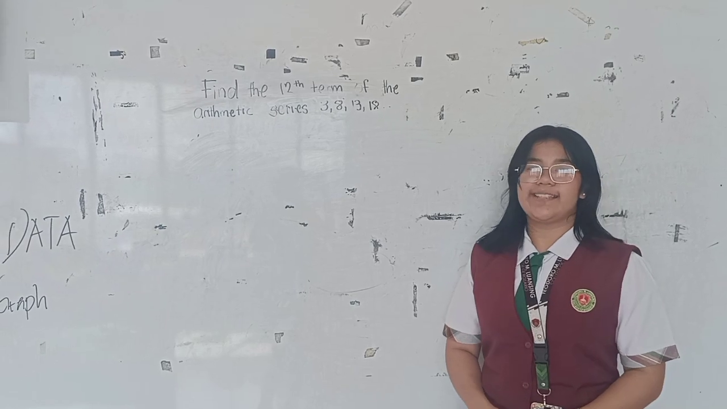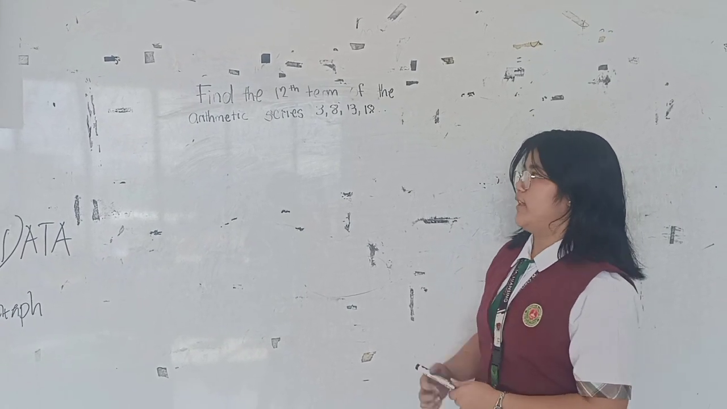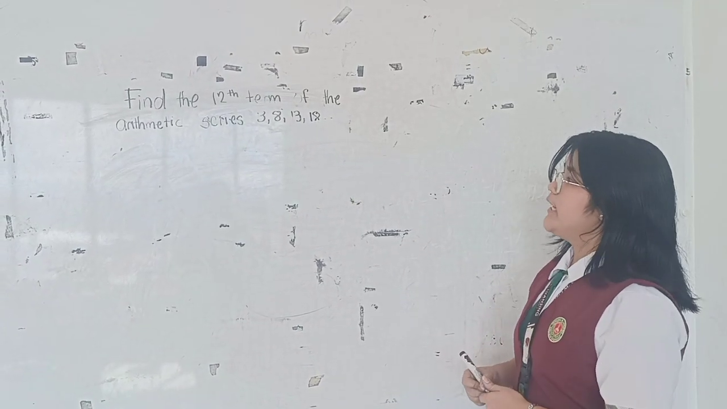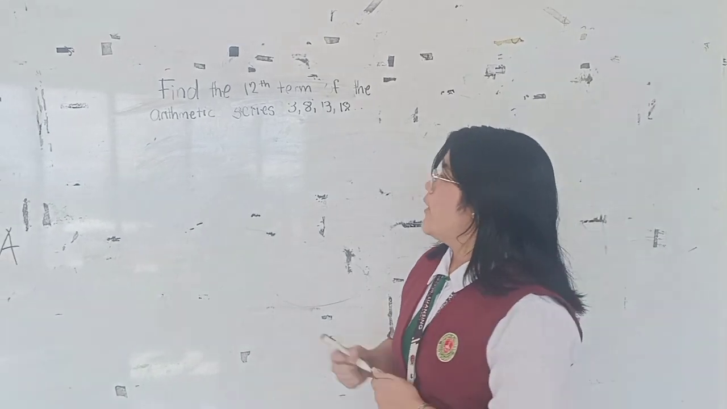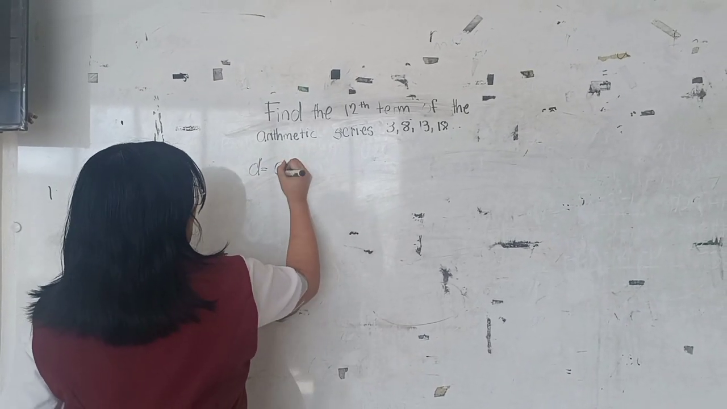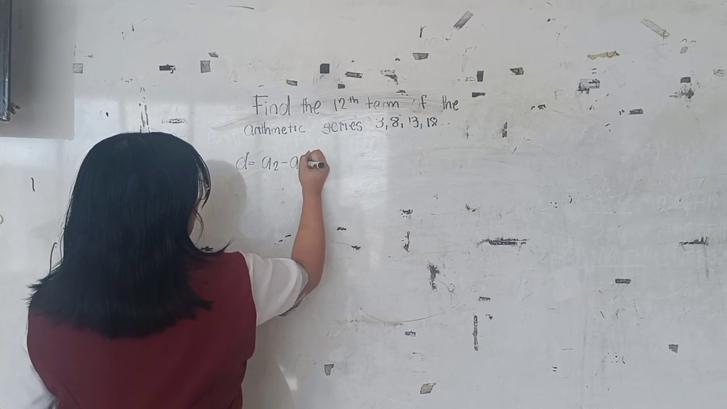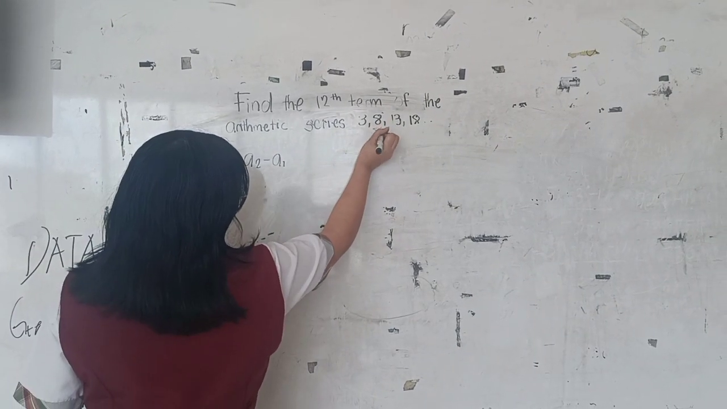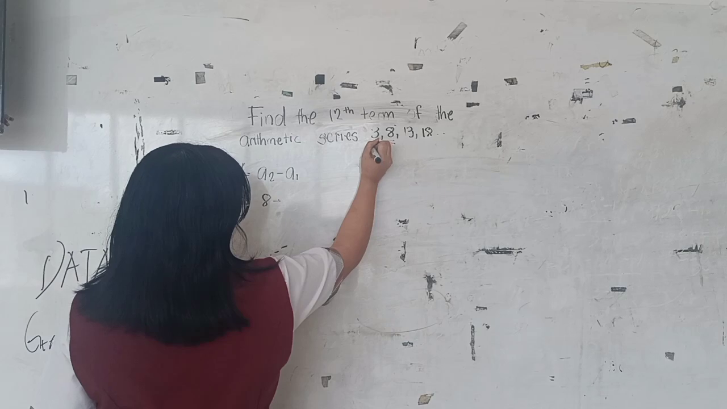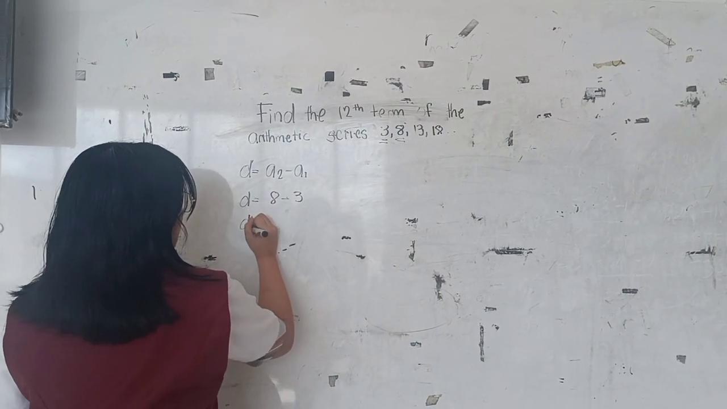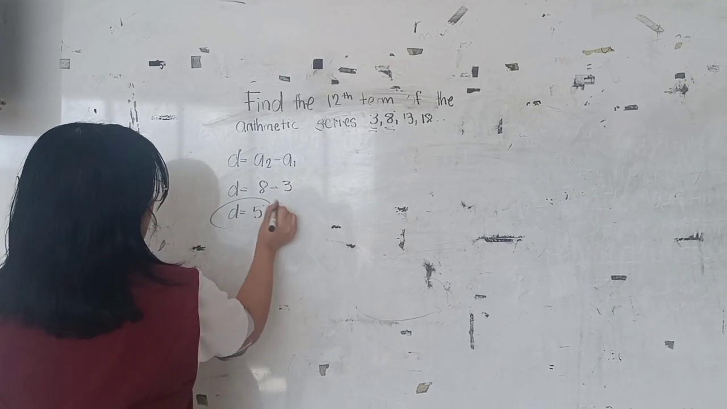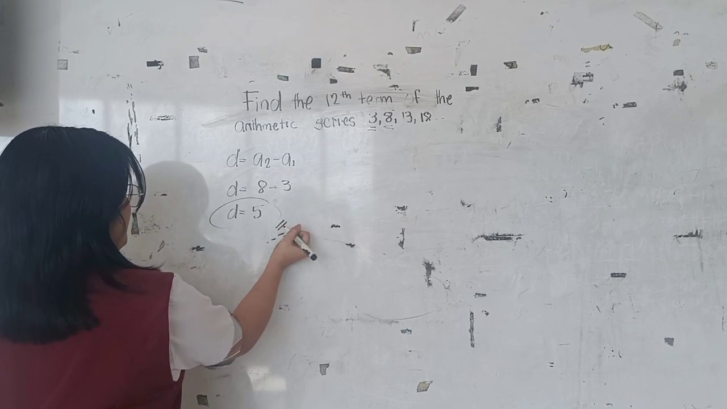Here is another example of arithmetic series and sequence. So let's find the 12th term of the arithmetic series 3, 8, 13, and 18. The first thing we need to do is find the common difference, which is a sub 2 minus a sub 1. So let's substitute. Our a sub 2 is equal to 8 and our a sub 1 is 3. So kapag pinag-minus ang dalawang to, ang magiging sagot natin ay 5. So ang ating common difference ay 5.